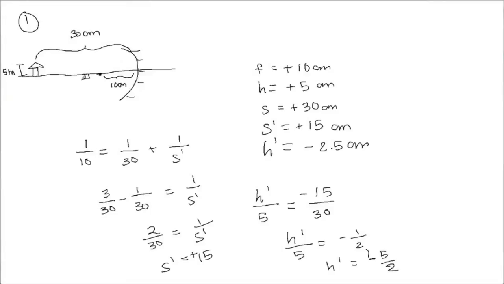You need to change your pen. Really? Because the pen looks really small. That's weird. Okay. So that's the image, and I can figure out the magnification. So the M is -0.5, which makes sense. Okay. And that's it.